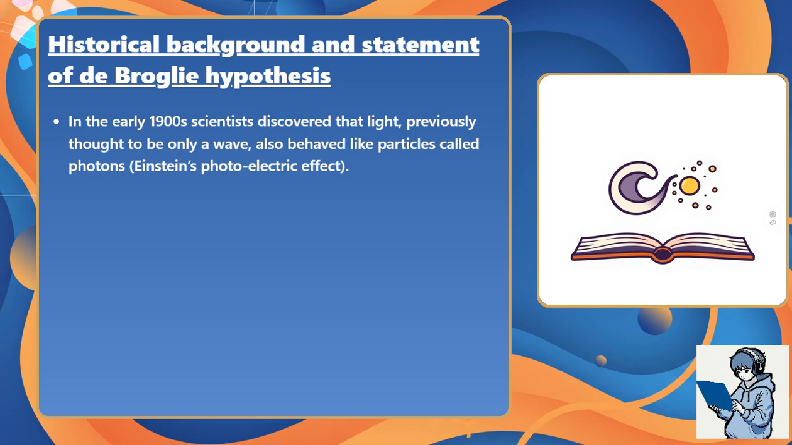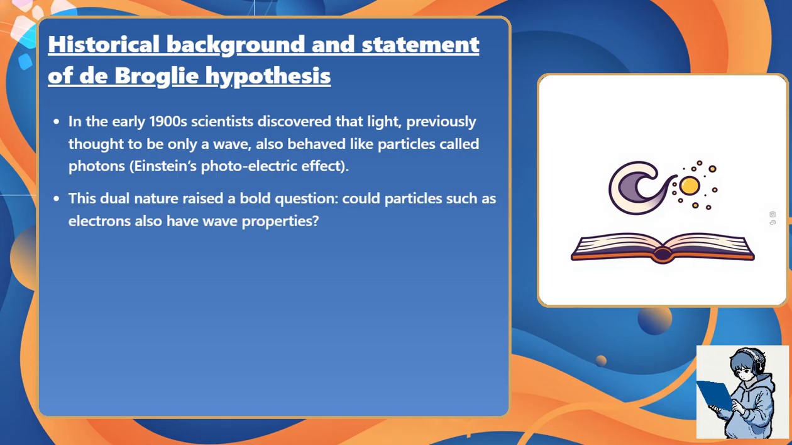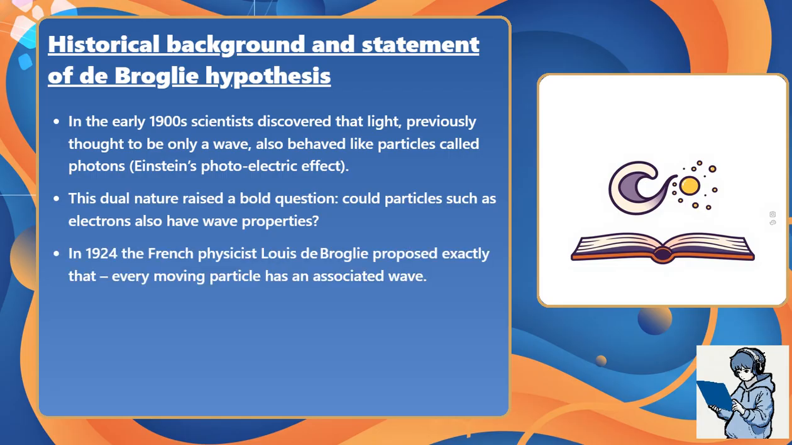In the early 1900s, scientists discovered that light, previously thought to be only a wave, also behaved like particles called photons. Einstein's photoelectric effect. This dual nature raised a bold question: could particles such as electrons also have wave properties? In 1924, the French physicist Louis de Broglie proposed exactly that: every moving particle has an associated wave.